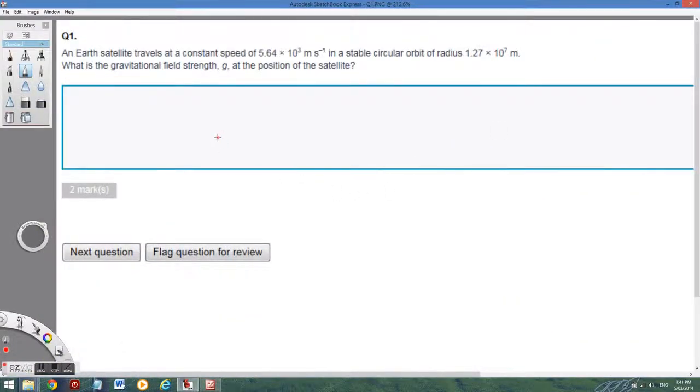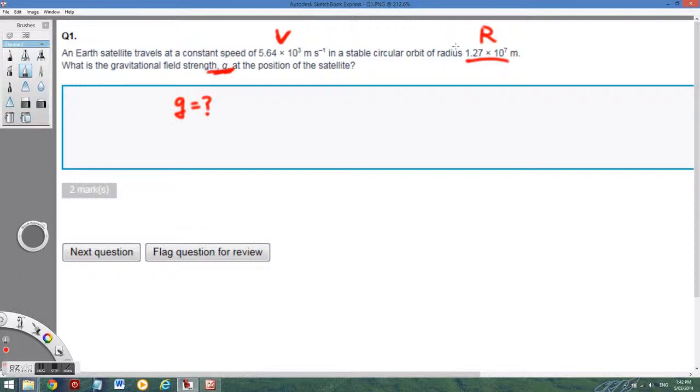Now if I look at this question, we have a satellite. I know the speed, and I know the radius. I need to find the gravity. So I'm looking for the equation that relates gravity with velocity and radius.